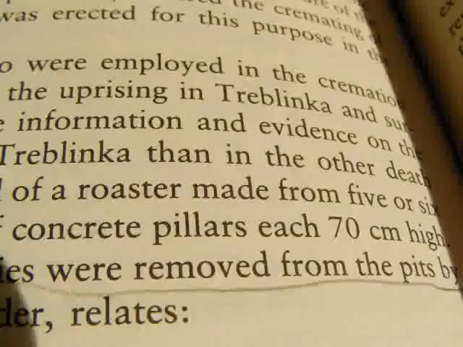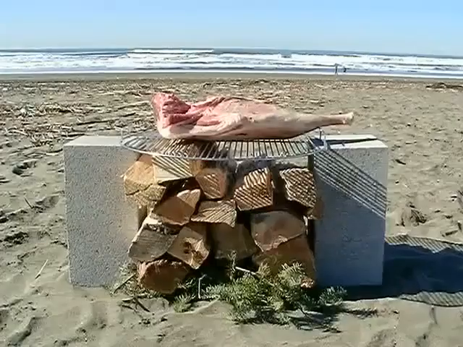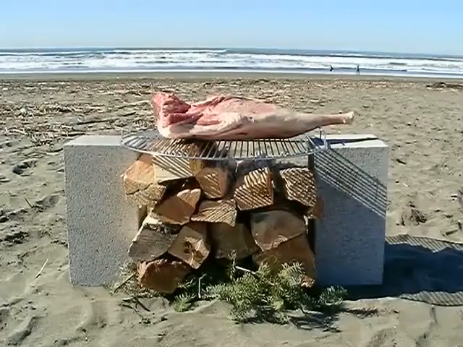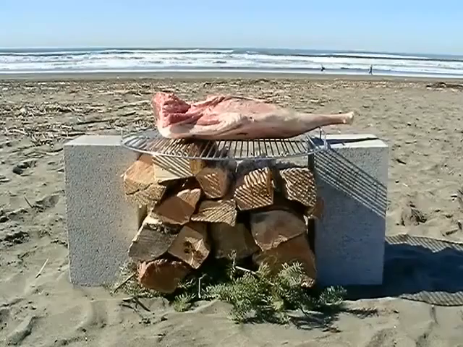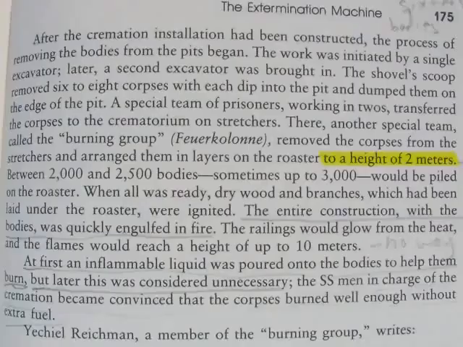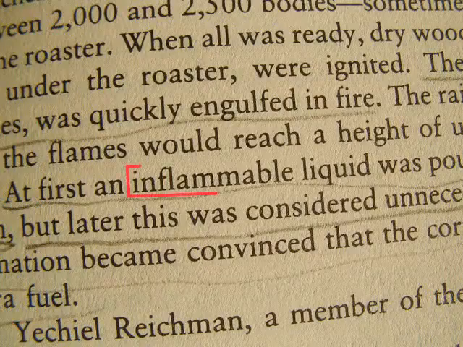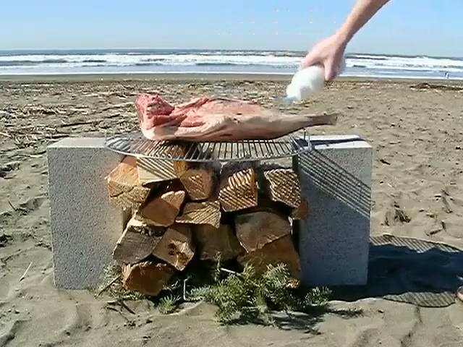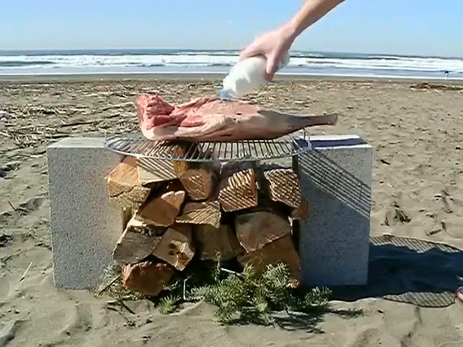Arad writes on page 174 that the concrete pillars that held up the grill were 70 centimeters high. Ours is 39 centimeters, around half. But we're trying to cremate a 12.5-pound leg of lamb, whereas they claim to have stacked bodies 2 meters high, around 6.5 feet. They poured an inflammable liquid over the bodies to help them burn, and we pour gasoline, which has been placed in a water bottle.